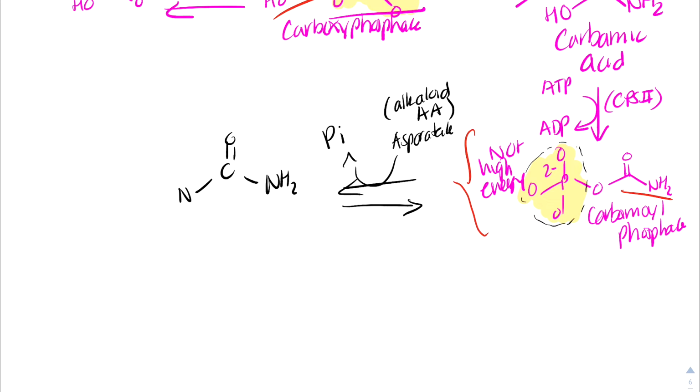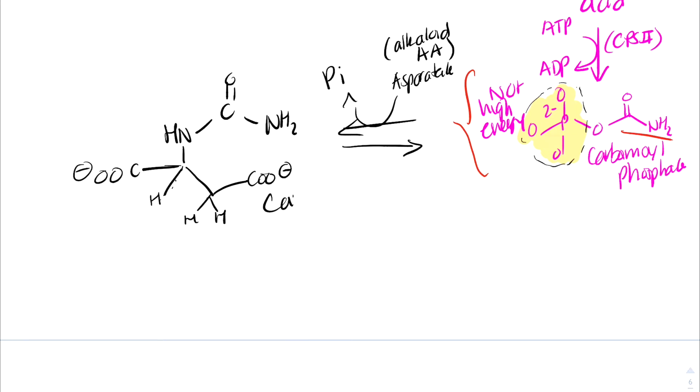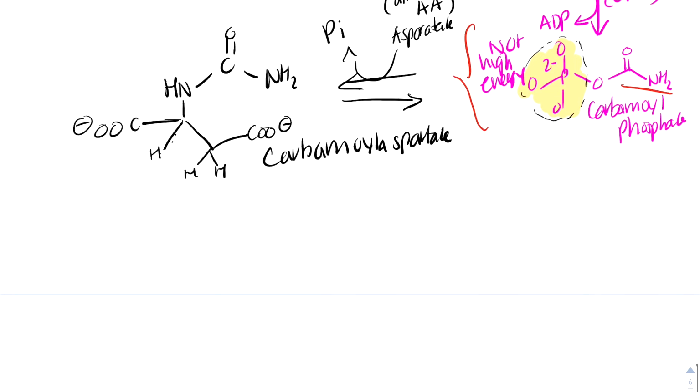So as you can see, the aspartate group, I'm not going to focus on dashes and wedges for this, just to also save time. I just did right there. But you get something that looks like this. And this is called carbamyl aspartate. Okay. And then from this, you have a condensation reaction.